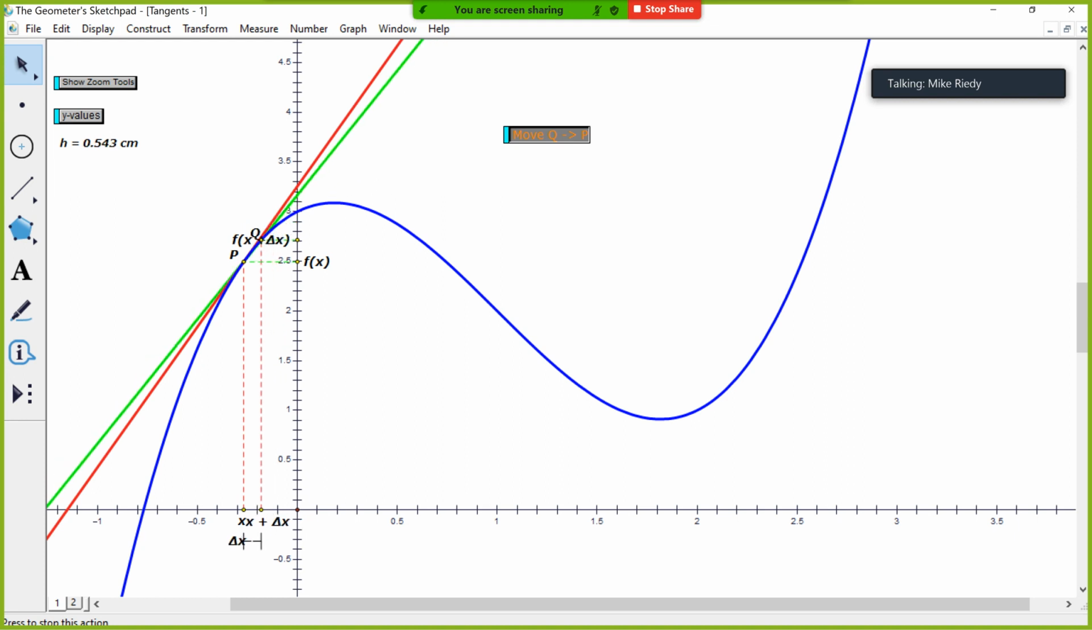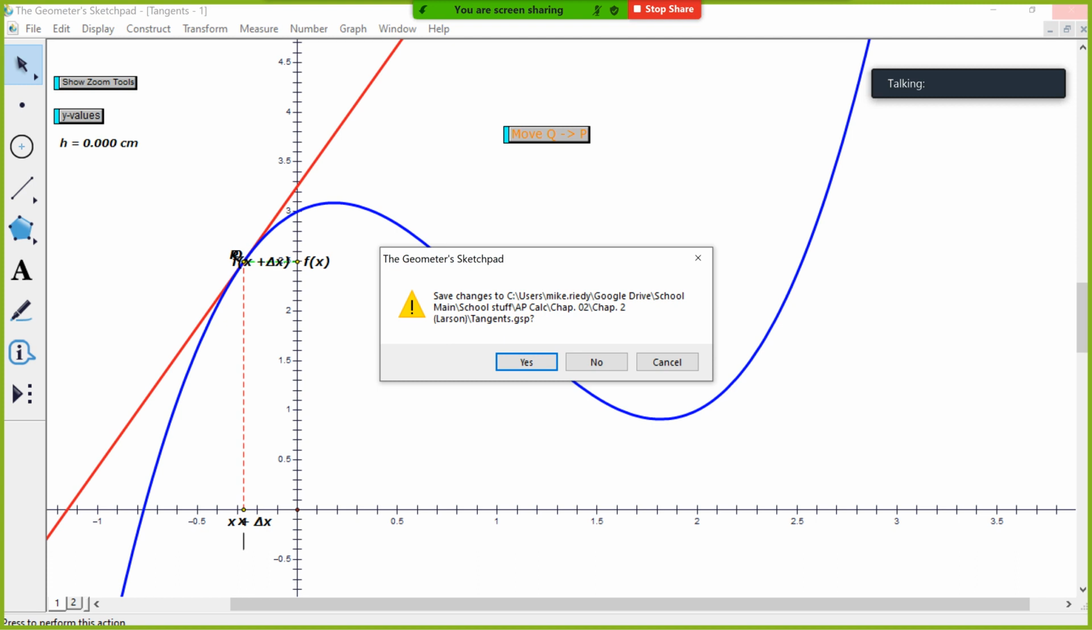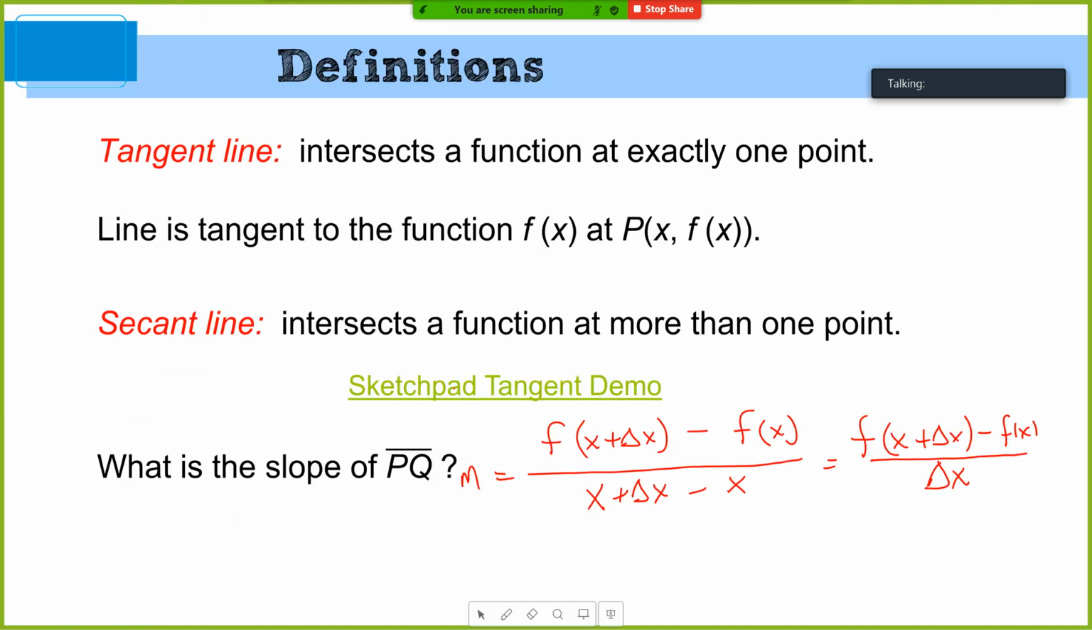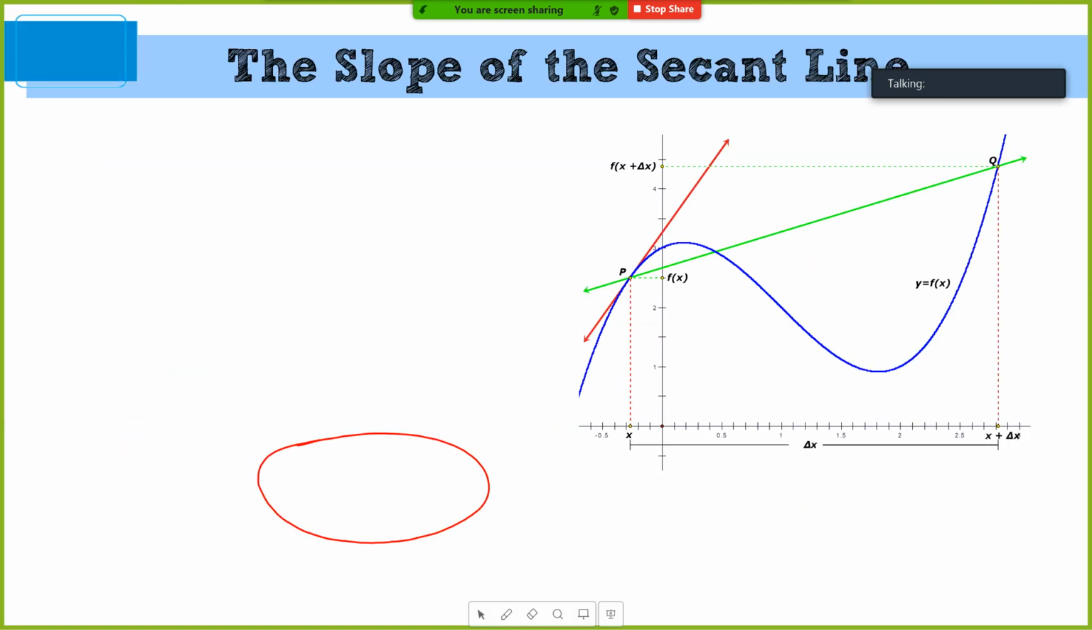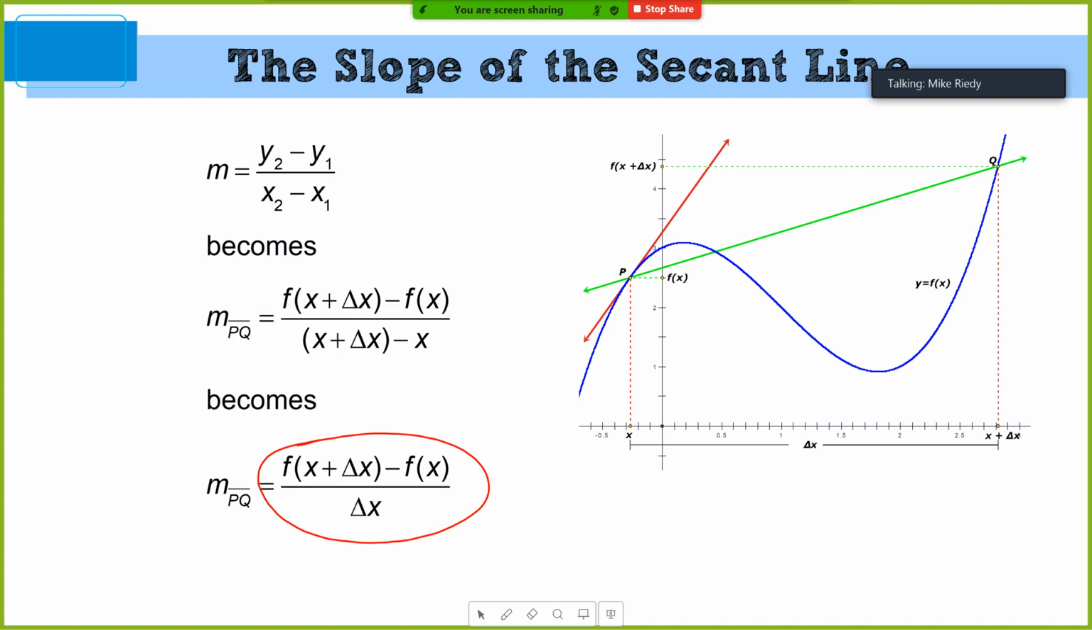Almost. That took a lot longer than I figured. Boom. What happened to delta x? It's 0. Yeah, what do we call that in calculus? What do we call that when delta x goes to 0?